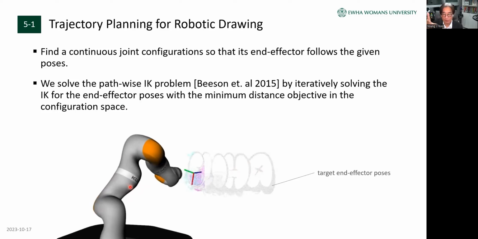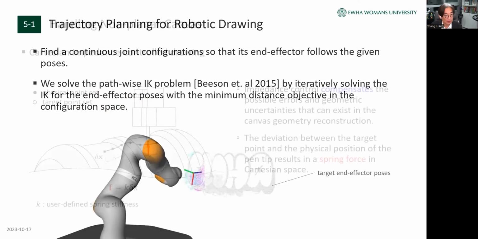But at the same time, since you need to follow the path, you need a continuous joint configuration to follow the path. So in this sense, this is kind of an IK problem, but since we need continuous joint configurations, we need to solve the so-called pathwise IK problem. In our case, we solve this pathwise IK problem to follow the end effector pose to realize drawing by minimizing the distance objective in the configuration space of joints. This is how we do it.